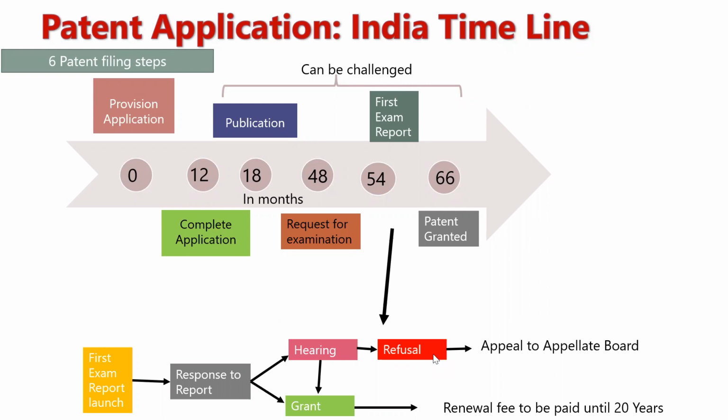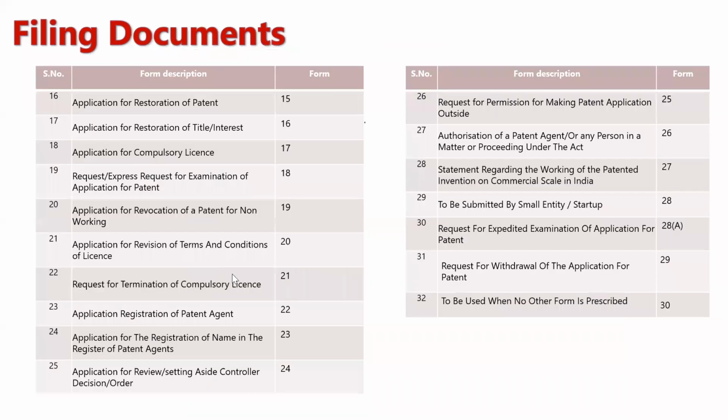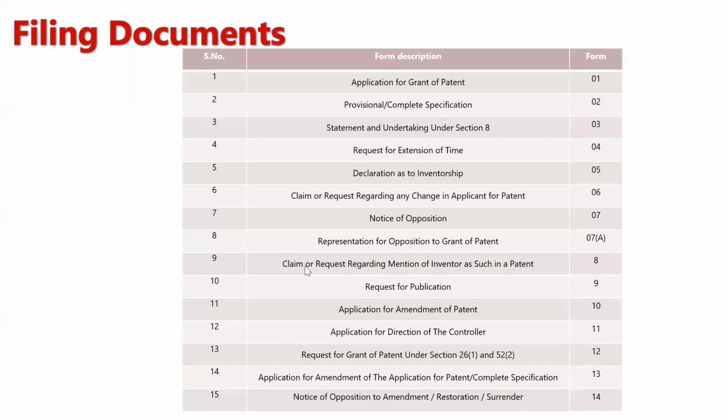So how many, what type of application do we have to file? In our Indian patent side, there are a total of 33 forms, but not all forms are needed. First, I'm showing the total forms available, and their form numbers are also listed here. But what exact forms we need to file for a fresh application, I am listing here.